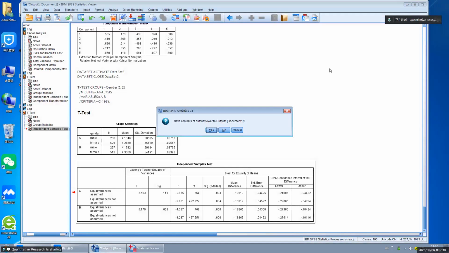Yes, of course you can save the file. You just save it.